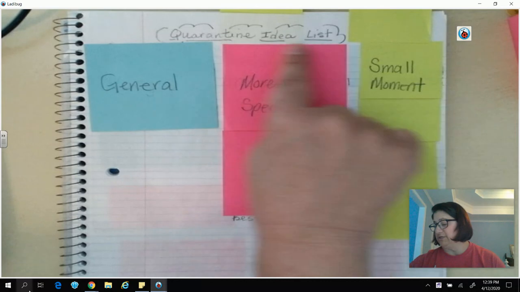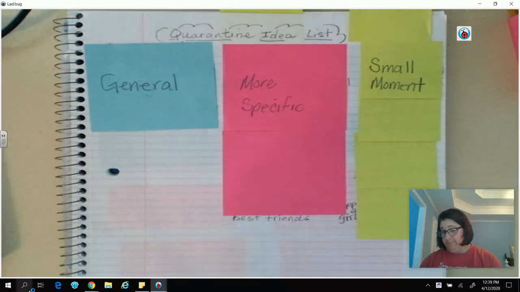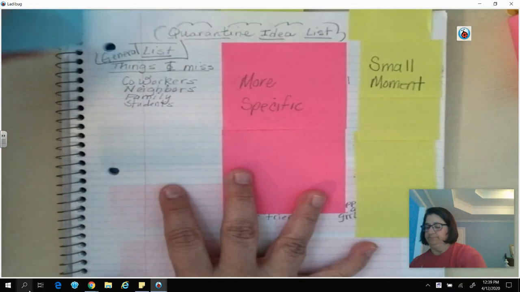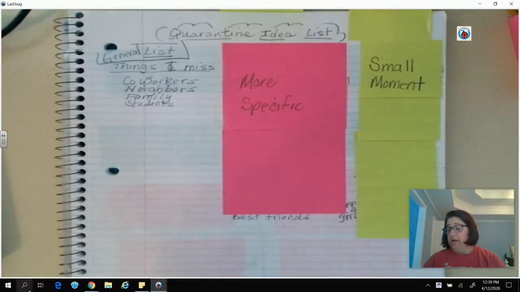My quarantine idea list. First of all, I thought about things that I missed, and it was real general. I really miss my coworkers, my neighbors, my family, and my students, of course. Then I sat there and thought, those are really broad. How am I going to do a journal entry about everything that has to do with coworkers or neighbors or family or students? So I made it a little bit more specific.